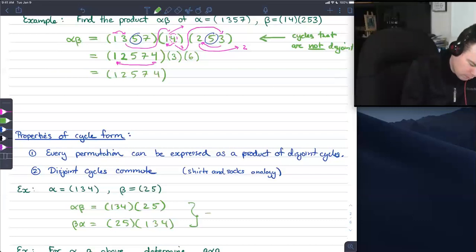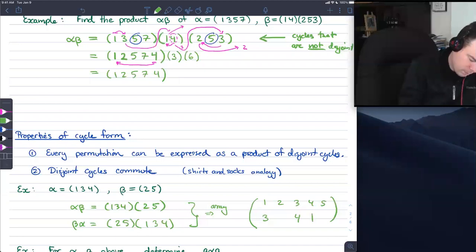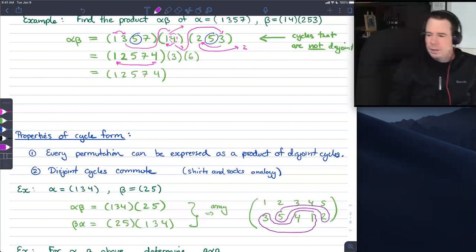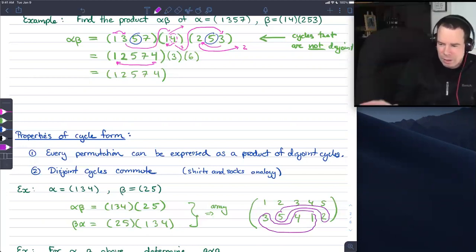Both of these, however, if we were to write them in array form, they both represent the permutation: 1 goes to 3, 3 goes to 4, 4 goes to 1, and 2 goes to 5, and 5 goes to 2. So in some sense, this permutation consists of two kinds of chunks. The 1s, the 3s, and the 4s are getting mixed up, and the 5s and the 2s are getting mixed up, and that's in the array form. But we're seeing that directly in the cycle form.